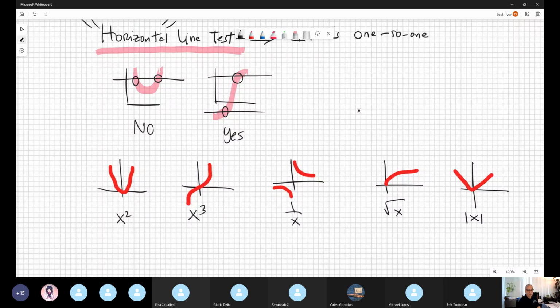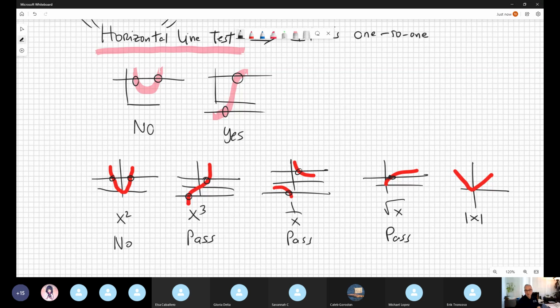Therefore, when you apply the horizontal line test, you fail. This one you pass, only 1 point. You pass because it crosses only 1 point. We can do several horizontal lines. If it crosses only 1 point, pass. This passes. This no. This passes, of course. And this no, because it crosses 2 points. Okay, do you understand very well the idea of the horizontal line test?